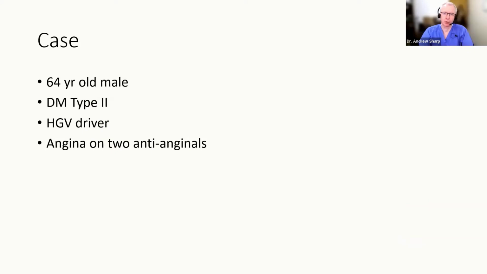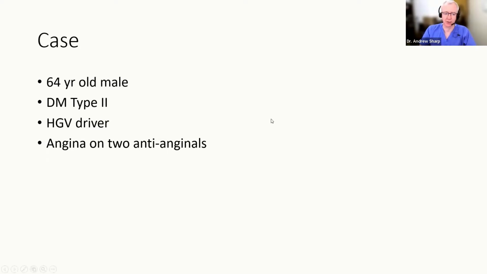So this is a 64-year-old male. He's a type 2 diabetic, and he's a HGV driver. Now, that's a heavy goods vehicle. That means they have to have very stringent health requirements, including full revascularization. So if they have angina and coronary disease, they have trouble getting their license in order to drive one of these vehicles until they've had revascularization and been proven to then pass an ischemia test afterwards.